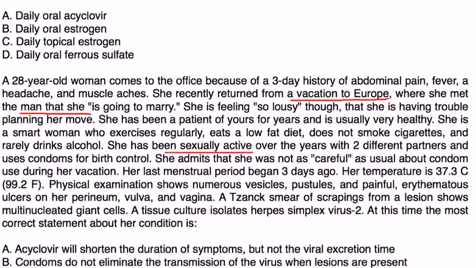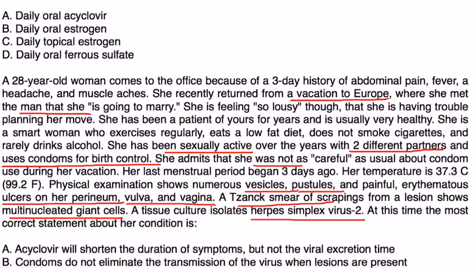She has been sexually active over the years with 2 different partners and uses condoms for birth control. She admits that she was not as careful as usual about condom use during her vacation. Her last menstrual period began 3 days ago. Temperature is 37. Physical exam shows numerous vesicles, pustules, and painful erythematous ulcers on her perineum, vulva, and vagina. A Tzanck smear of scrapings from the lesion shows multinucleated giant cells. A tissue culture isolates herpes simplex virus 2.